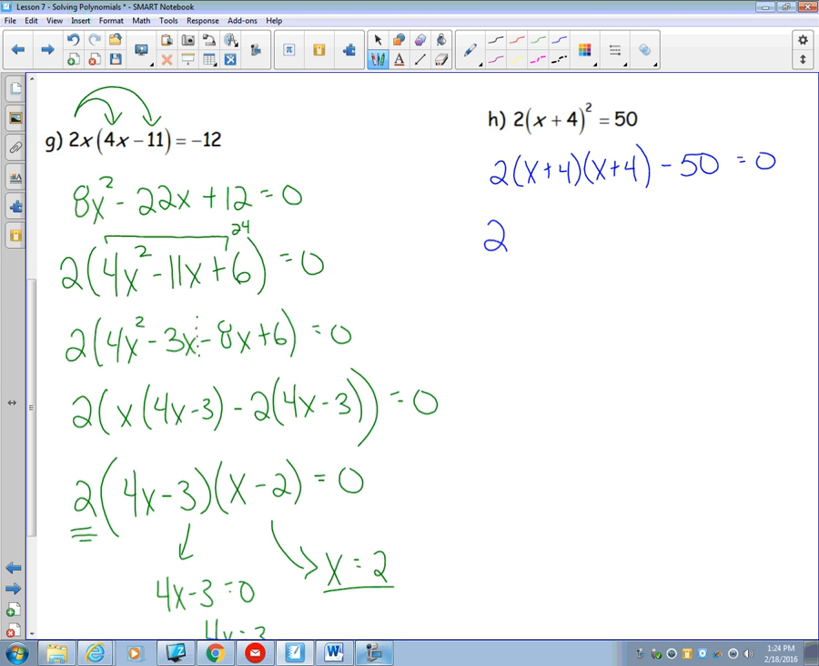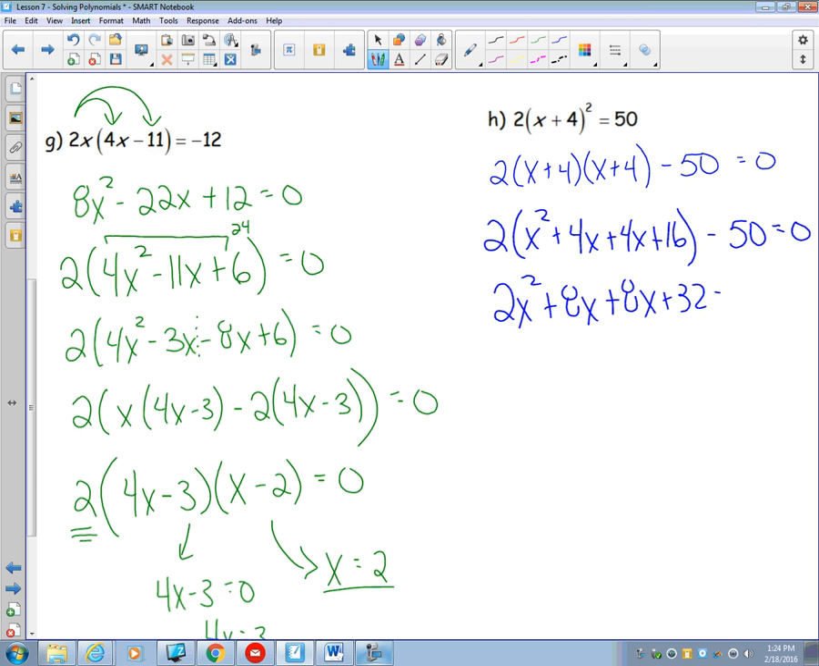Okay, so we need to expand these brackets. X squared plus 4x. We're doing FOIL here, right? And the 50 is on the outside of the bracket, not inside the bracket. Okay, get rid of the brackets. Expand everything inside by the 2 out front. Okay, and then we're going to collect all the like terms. So I got 16x's. 32 minus 50 is minus 18. And now I'm ready to solve it. Now I'm ready to factor because it's equal to 0, and I got rid of the brackets.